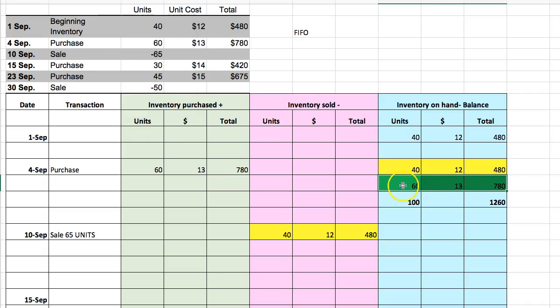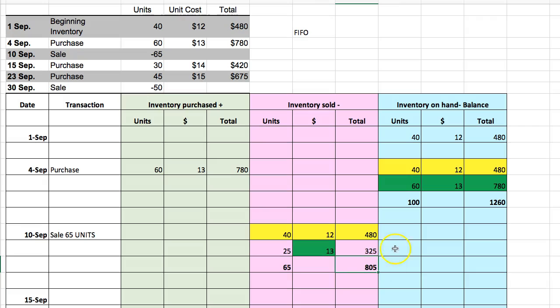Now, did I sell all of these? No, because the total sale over here is 65. I've already got 40. So how many do I need here? I need 25. How much do these cost? $13 each. So 25 times 13, and we get that total cost. So just check, does 40 plus 25 equal total sales? 65? 65, yes. And we add these two numbers up together, and that's your cost of sales amount.